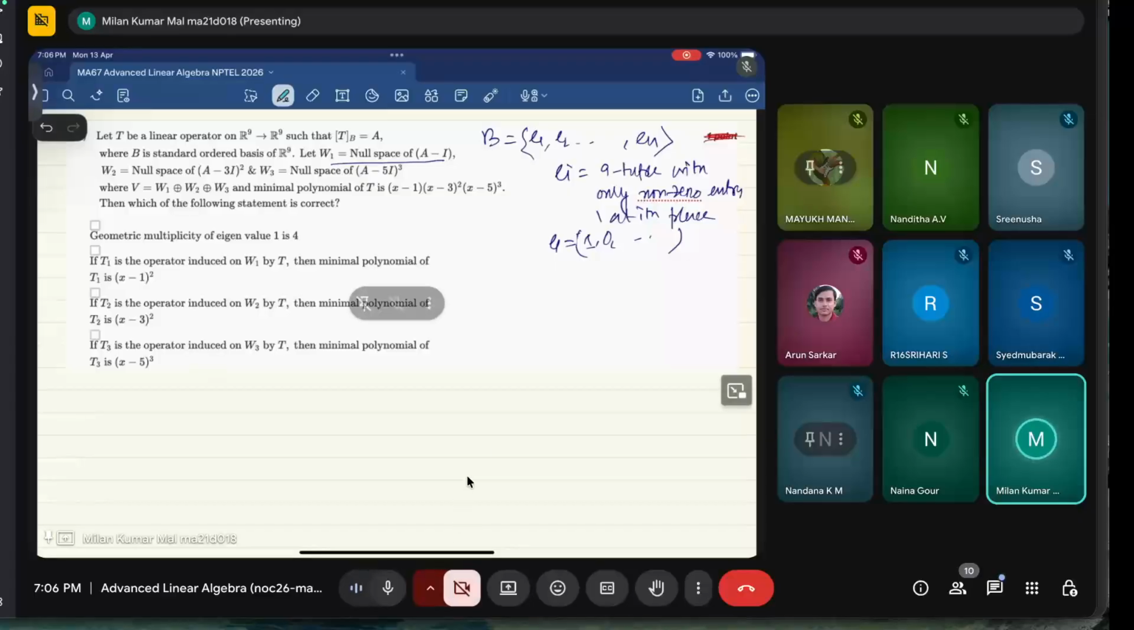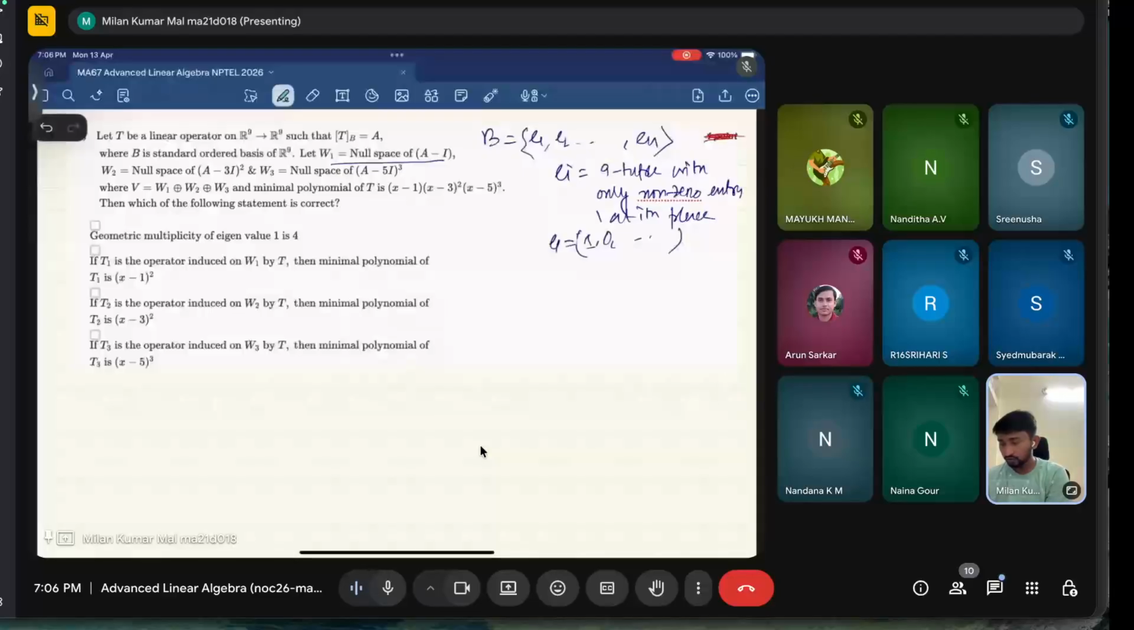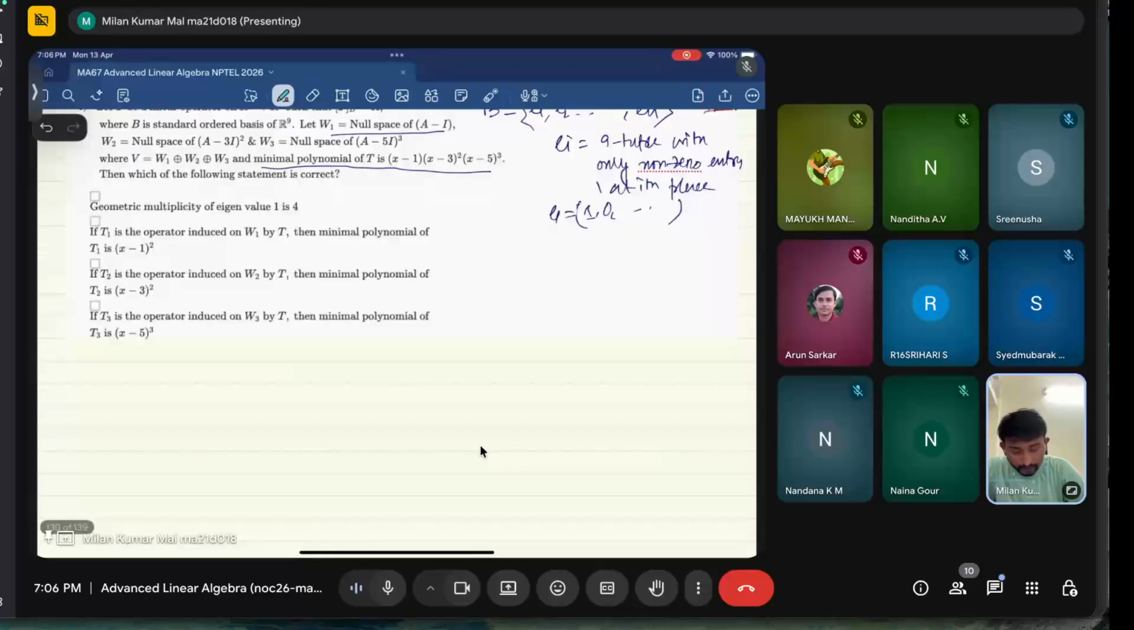So from here, what we can say is there is a theorem. I will try to recall that theorem. We mentioned it during the regular tutorial session, and it is discussed in the main course content, regarding diagonalizability of a linear operator on a finite dimensional inner product vector space. That says, if the minimal polynomial of T.